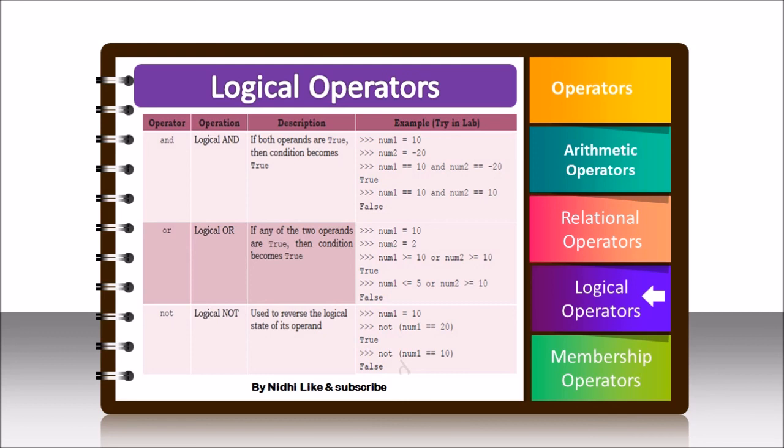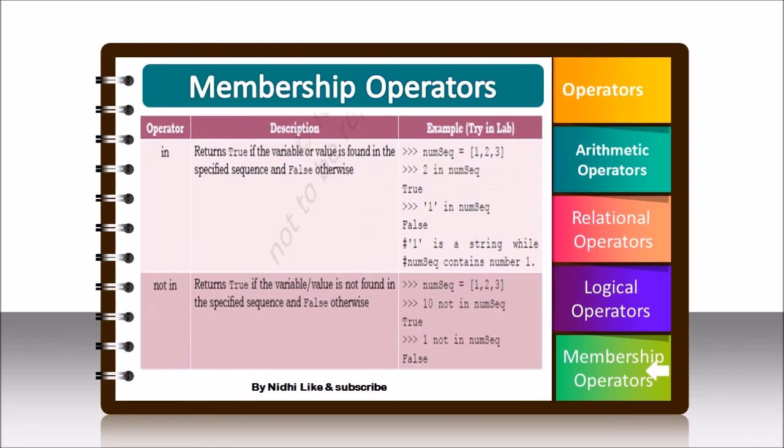Next is membership operators. Membership operators are of two types: in and not in. In means checking if the sequence is having that particular value. Like here we are having a list named num sequence, and in this we are having 2 as a value. So we are checking whether 2 is present in that particular sequence or not. If it is present, it will give true. If it is not present, then it gives you a false value.